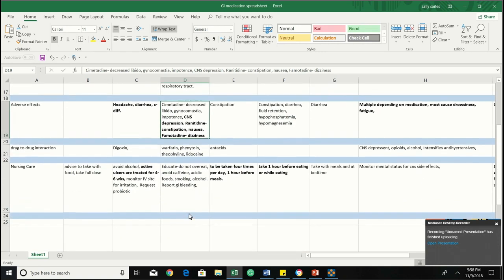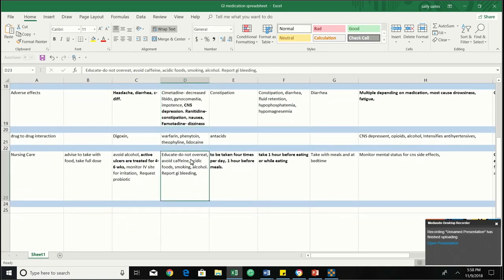And of course, we're going to educate our patients that are on any of these medications to decrease the amount of acid-forming food, drink, things like smoking, and so on.